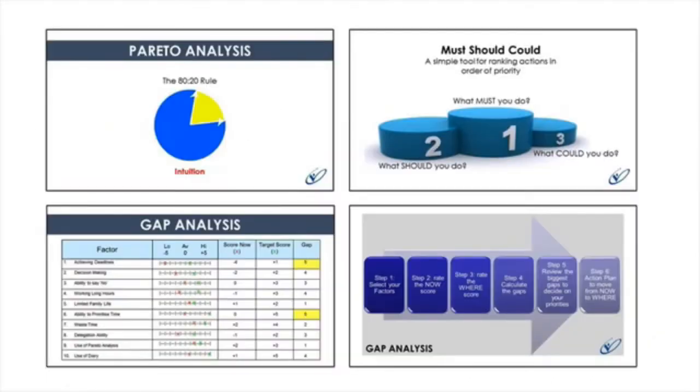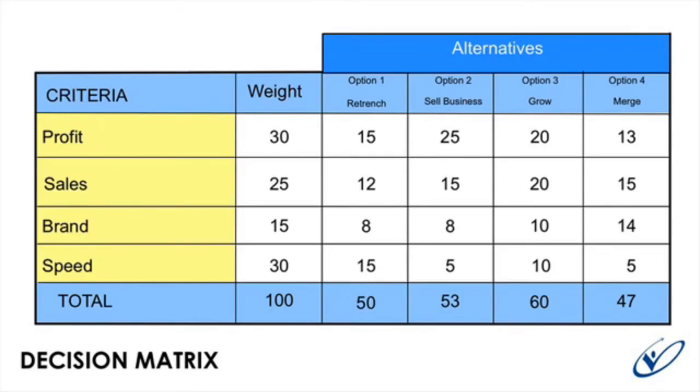So in summary, we've got the Pareto analysis, the 80-20 rule. Got must, should, could, which is a great tool for prioritizing things. We've got gap analysis, so you can do a gap analysis and the steps there, and then lastly you can do a decision matrix. So they're the great tools there. These examples and exercises are in the workbook for you to complete. So take the time to work those through.